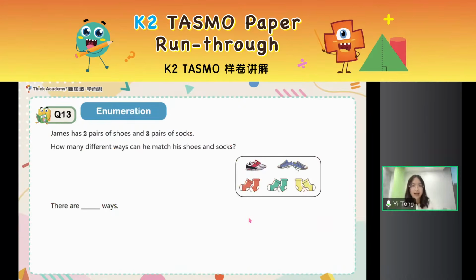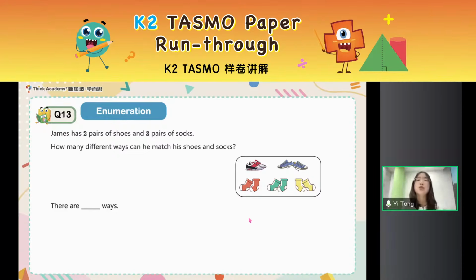Right, our friends have so many bananas. Now it's our outfit of today. Let's match the clothes for James. James has 2 pairs of shoes and 3 pairs of socks. How many different ways can he match his shoes and socks?